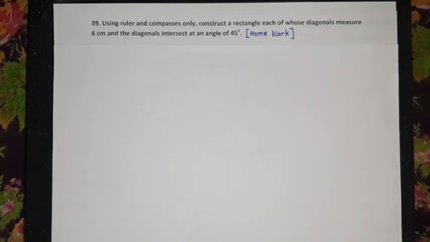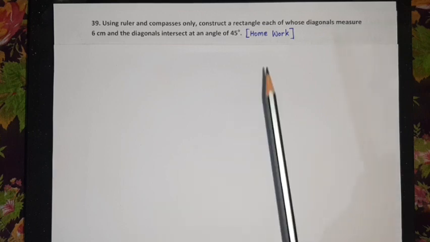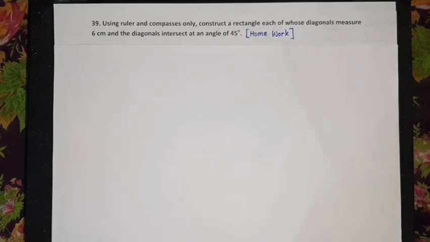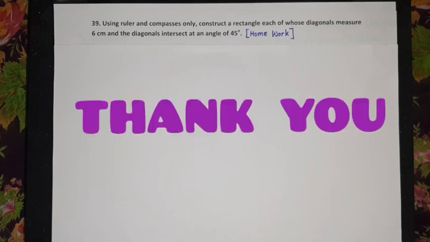So you will try this by yourself. That's why I've written homework here, because we know that a rectangle is also a parallelogram. We have seen a construction of a parallelogram where two diagonals were given and the angle of intersection of the two diagonals was also given. So this question is similar to that particular question, so you will try this by yourself. Okay, thank you very much.